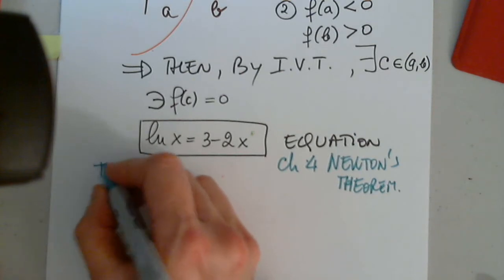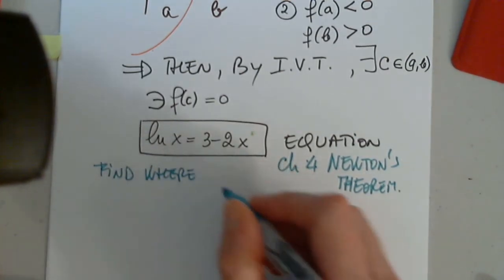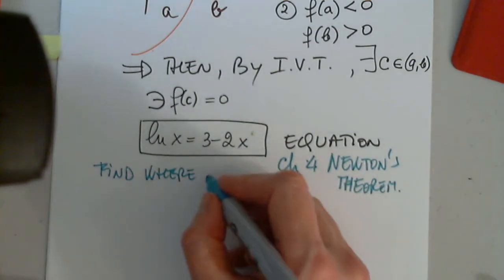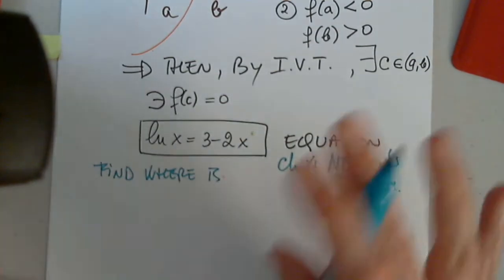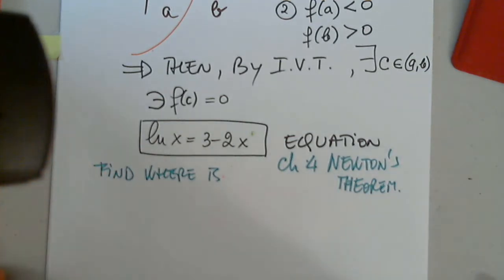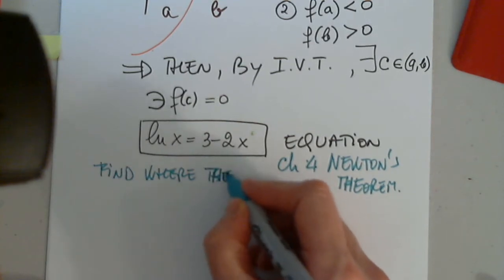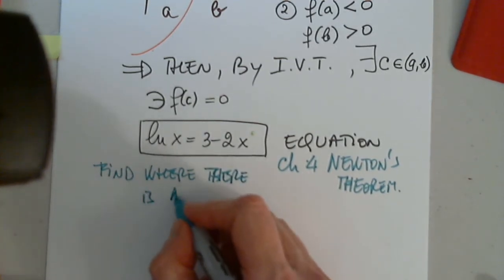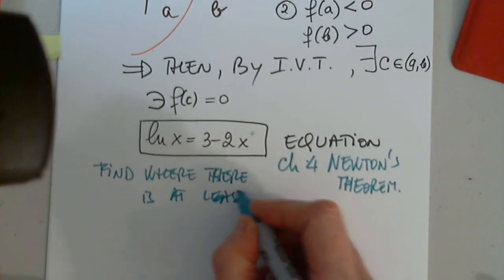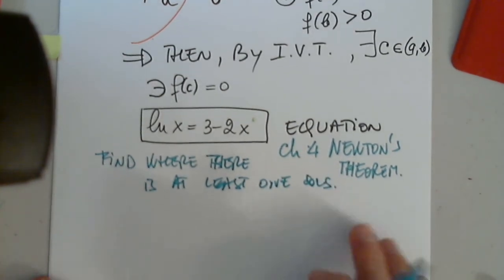We're asked to find where, if it has solutions, there is at least one. If I know how to show where there is one, then I can show all the others. Find where there is at least one solution, if there is any.